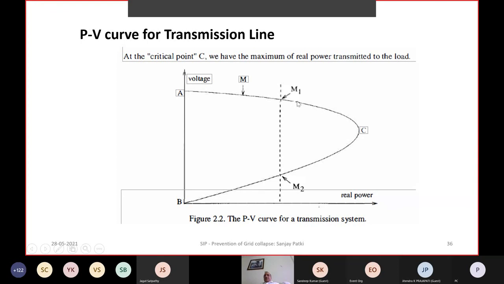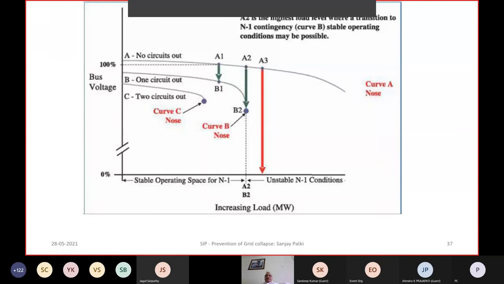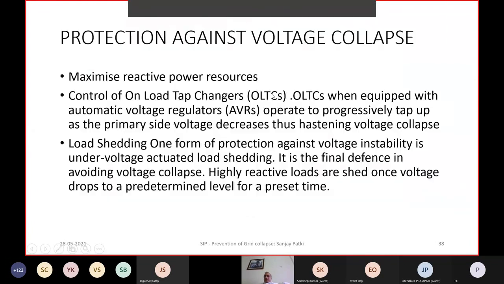So this is the operating margin. When we talk about operating margin of the transmission line from stability perspective, this is what we are talking about. So when this condition happens, and it happens when no circuit is out, if this is the line, one circuit out, the curve becomes like this. When two circuits are out, the curve becomes like this. So power handling capacity will start coming down, voltage will drop, and it will finally collapse.